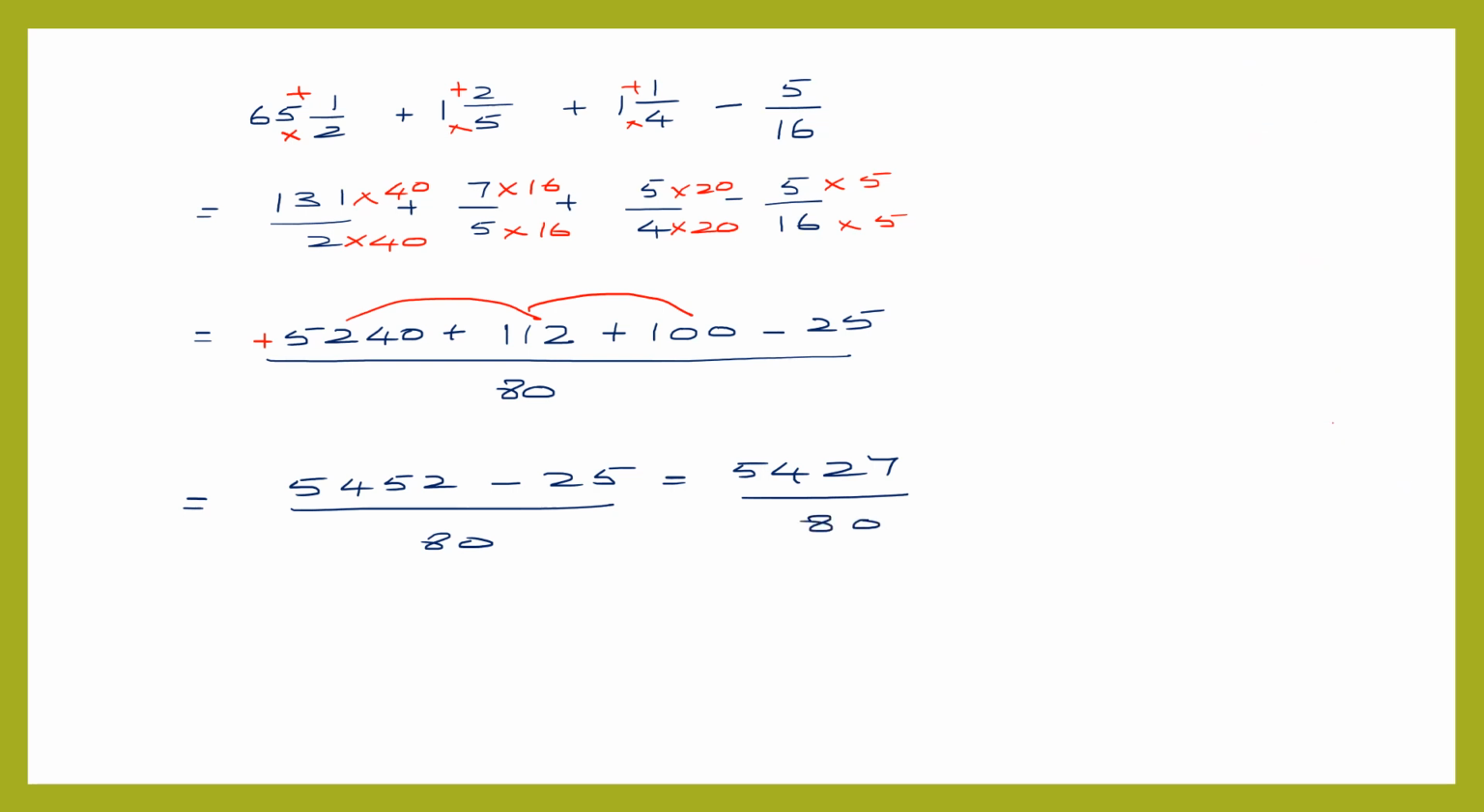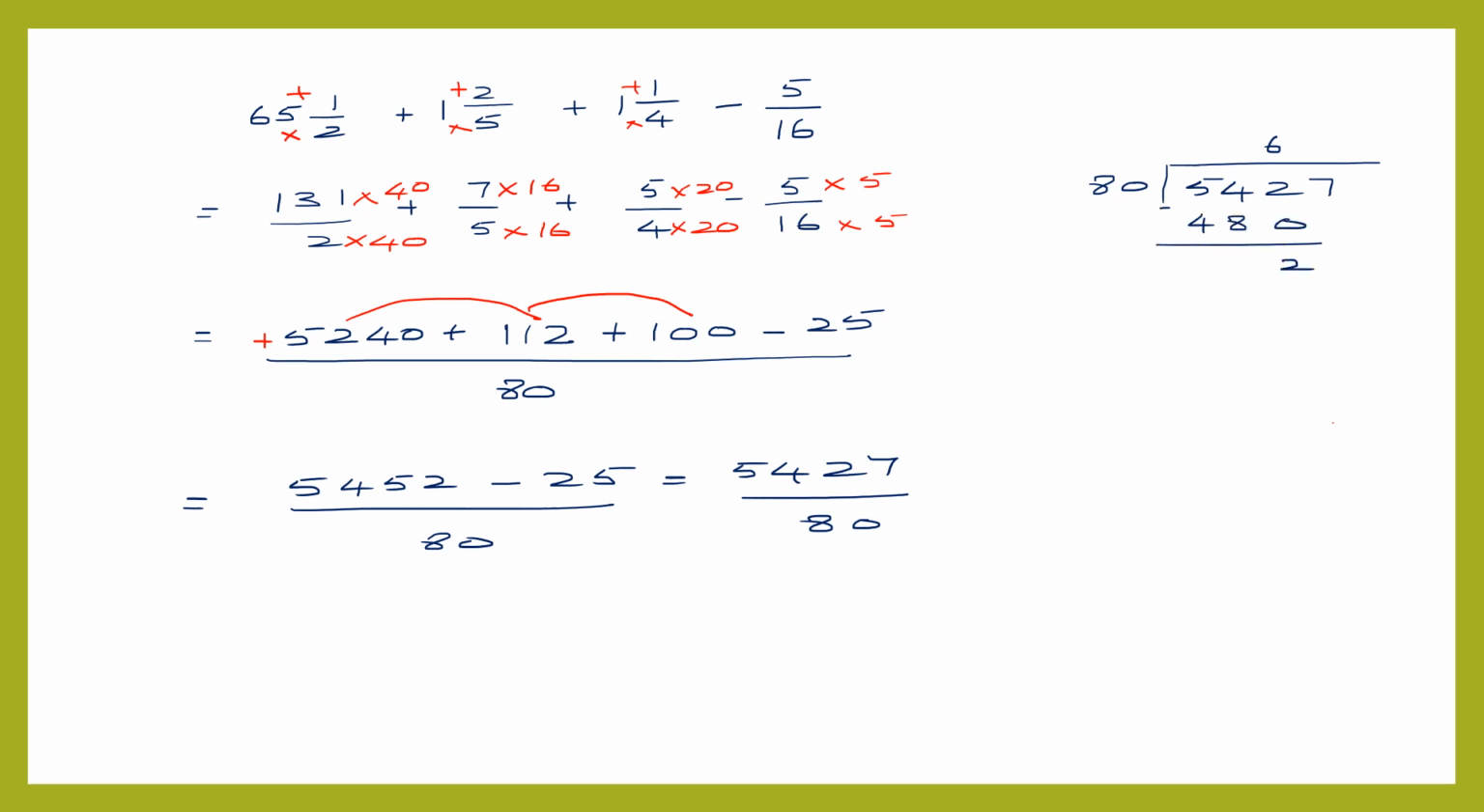So now this is an improper fraction. Let's convert it to a mixed number. 5427. Let's divide it by the denominator, that is 80. So here we have to take 542. So 8 into what will give us a number close to 54. This is just to give us an idea with what to multiply. 8 into 6 is 48. So 80 into 6 will be 480. So let's subtract this and see.